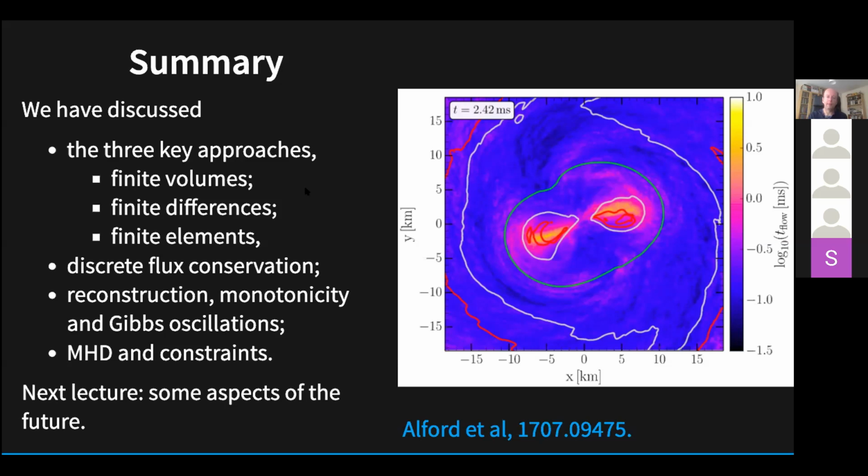Yeah, I actually did some runs with PPM as well, and it's working properly. But I was trying to use Wiener 5 because I wanted to see some higher order modes excited in the star. That's it. Yes.